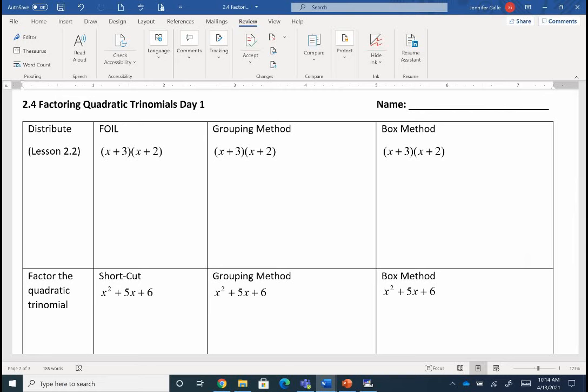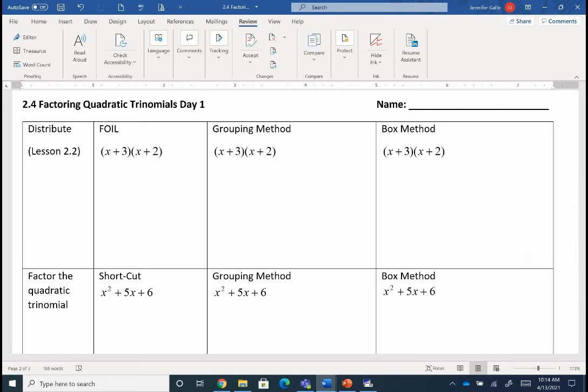We've had a lot of choice in this unit, so when I show you different things, it's entirely up to you which way you choose. First of all, before we get into the factoring piece, remember we're going in the reverse of the distributive property. So what I want you to do in that top row, pick your method for distributing, aka multiplying, and fill in that box. So if you liked FOIL, you're going to do the first box.